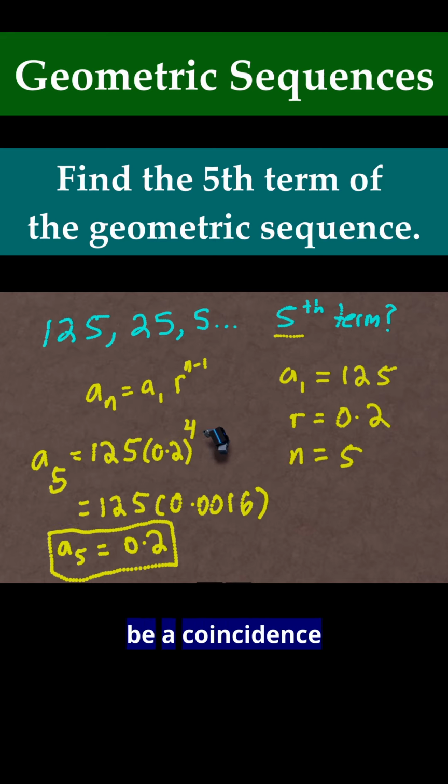It just happens to be a coincidence that the fifth term is also equal to the common ratio. The fact that they're the same thing doesn't mean anything. That was just pure coincidence in this problem. But the answer is 0.2.